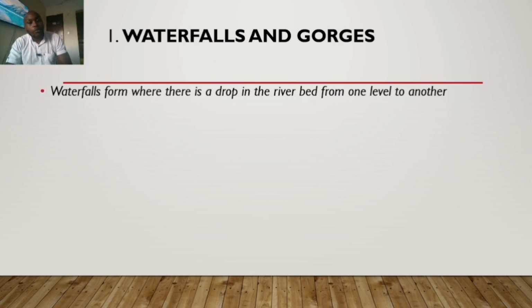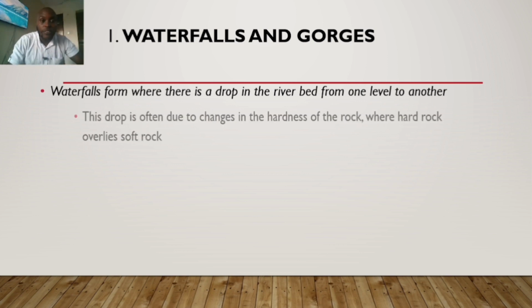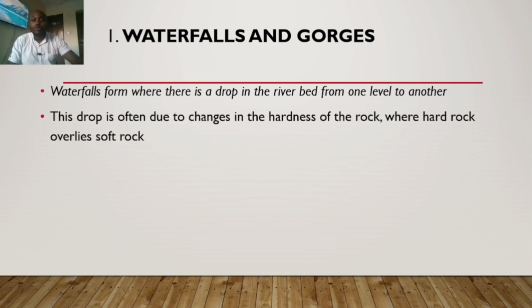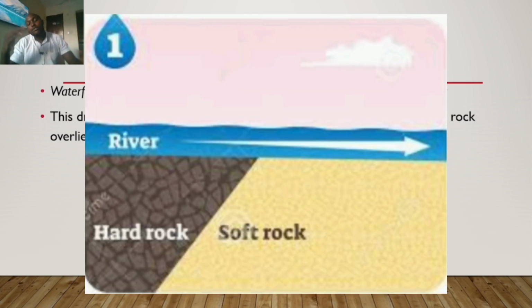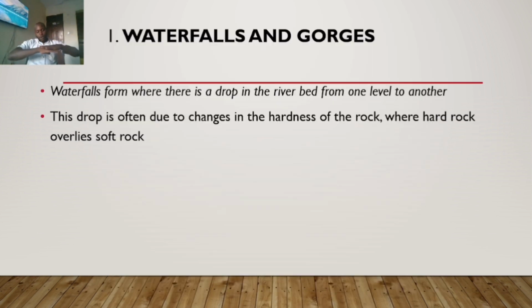So waterfalls form when there is a drop in the riverbed from one level to another. Maybe the bed was just flat and then there's a drop on that riverbed, the bed of the river. When there's a drop, that's when we have waterfalls forming. What causes this is changes in the hardness of the rock, where hard rock overlies soft rock. So maybe we have a hard rock on top and then a soft rock being overlaid by that hard rock.